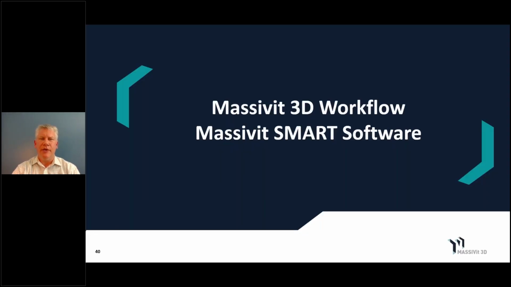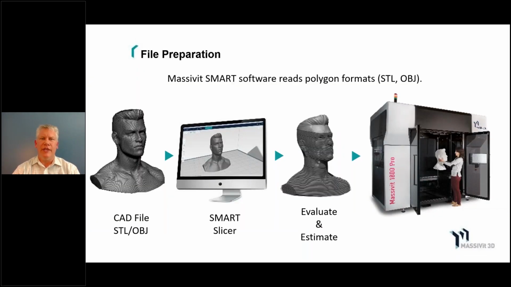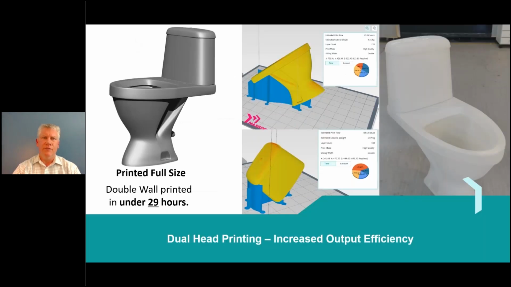Now let me close up with a little bit on the workflow and the equipment, and then we'll get to our tour. So the reality is, for file preparation, it's very similar to all 3D printing and additive manufacturing processes. Use an STL or an OBJ file, you put it into our Massivit smart slicing software, you evaluate and estimate what you would like, how much material you're going to use, and how you're going to print the part, and then you take it out of the printer once it's done.